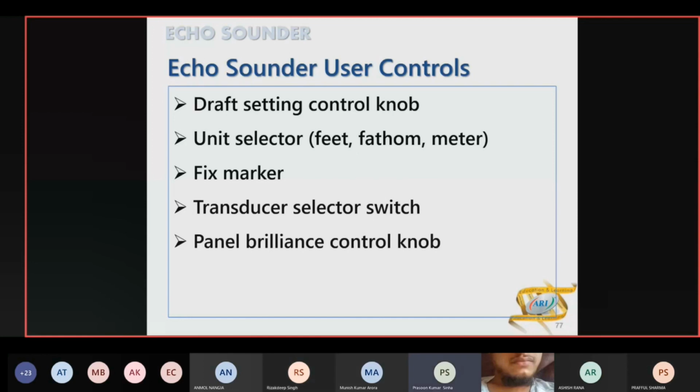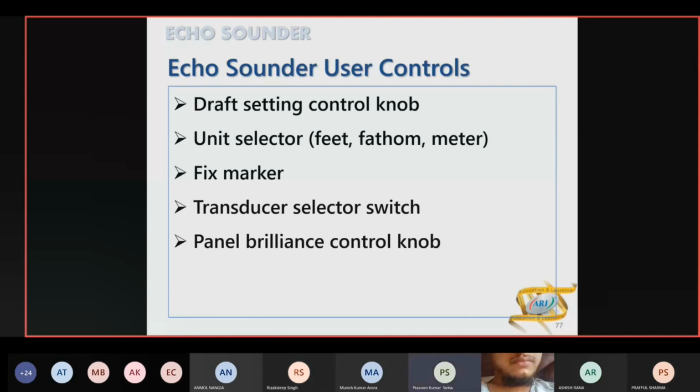Generally, by this draft setting, what we do is advance or retard the transmission of the pulse. As we did in phasing, we do the same here too, but in a controlled manner. As we turn the knob, the delay will change. I hope you are understanding. But nonetheless, leave aside how it works, just know what its function is.